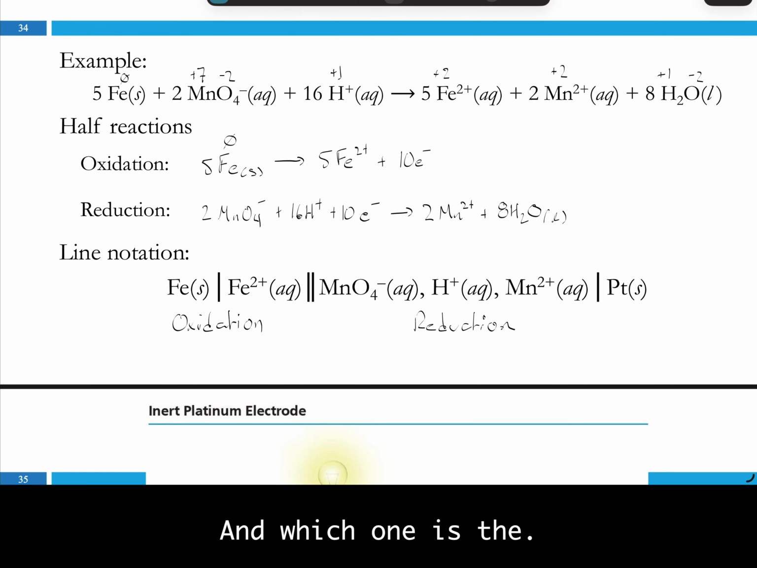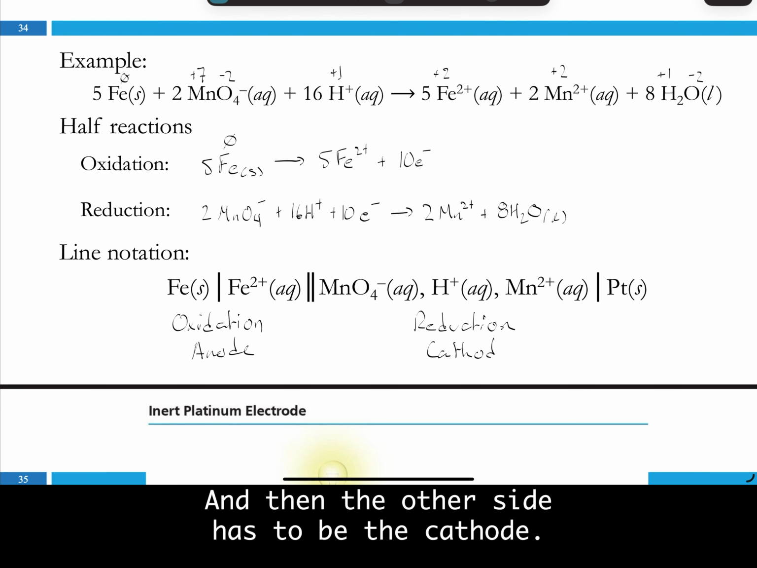And which one is the, oh, right, yeah. Which one is the anode? The oxidation. That's my anode, and then the other side has to be the cathode.